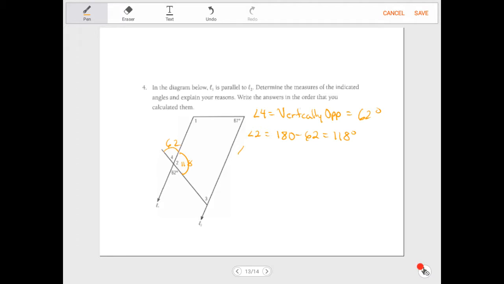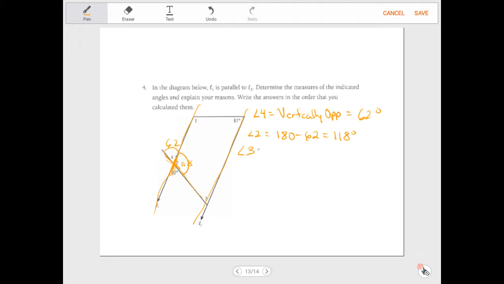Okay, now we're going to look at angle 3. Angle 3 is maybe a little bit more tricky to look at, except what I'd ask you to do is consider this intersection. Remember, these two lines here are parallel. This is your transversal. This is your intersection.